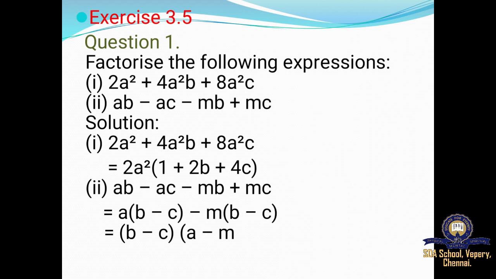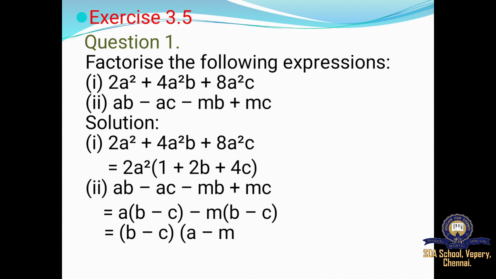If you see carefully, from the first two terms, A is common. From the third and fourth terms, minus M is common. Am I right or not? So what happens? If you take A common out, you will be left with B minus C, right? Then minus M, if you take it out as common, you will be left with again B minus C.